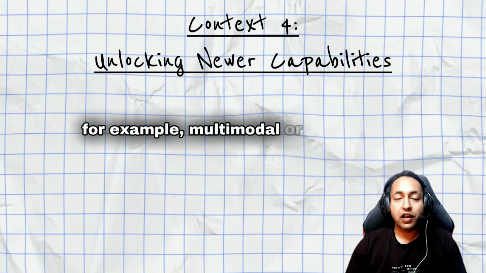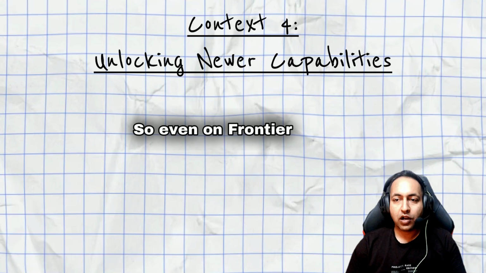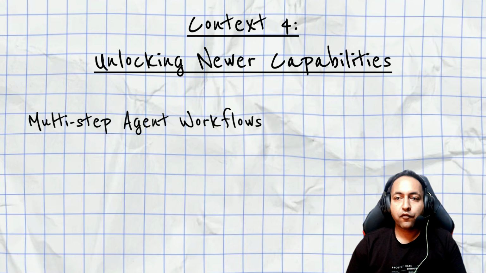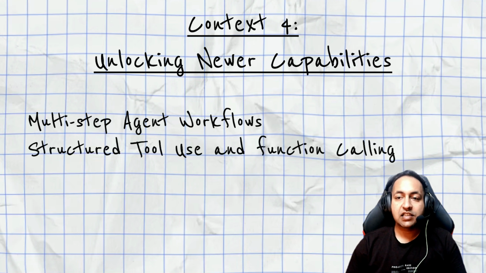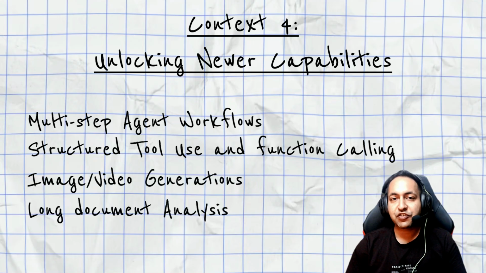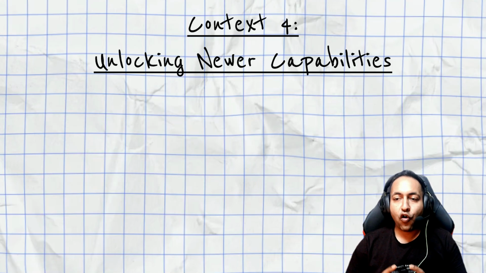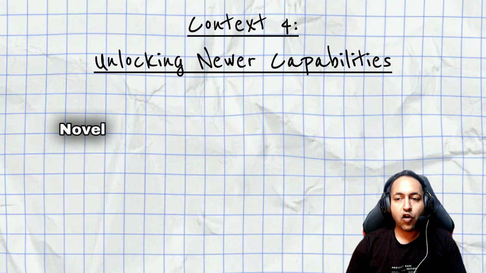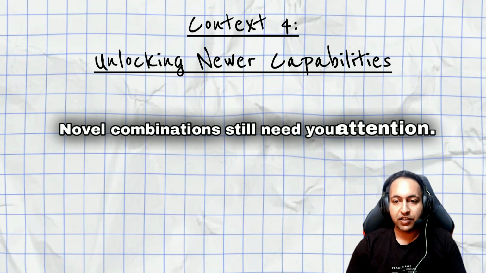The next context is when you're unlocking newer capabilities, for example, multimodal or agent tools. Even on frontier models, novel task types aren't handled automatically. If you want to prompt for multi step agent workflows, structured tool use and function calling, vision and video tasks, or long document analysis with specific extraction schemas, all of these require careful and deliberate engineering. The automatic improvements apply to well trodden conversational tasks. Novel combinations still need your attention.